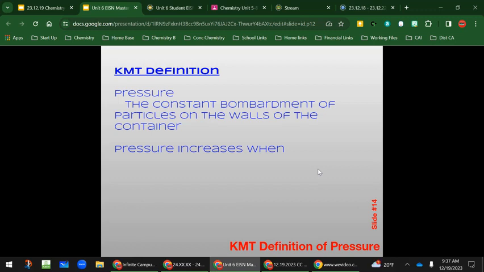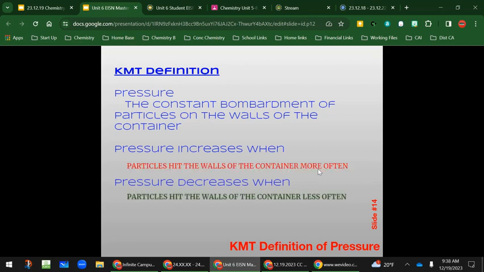So according to this definition, what is the only way to increase pressure? No. When the particles hit the wall. They're already hitting the wall. You're close. More often. The only way to increase pressure is make the particles hit the walls of the container more often. How? By changing one of these three things. That will cause them to hit the walls of the container more often.